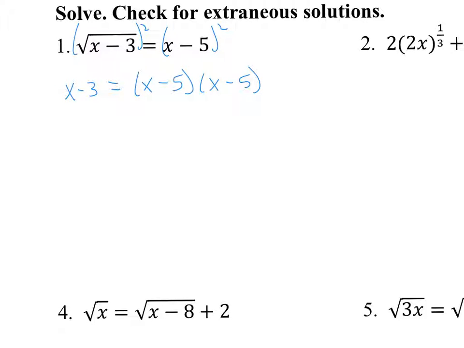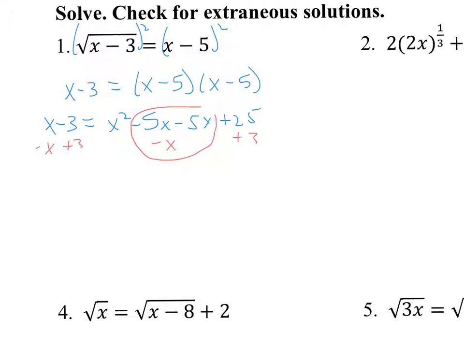Remember, when you square both sides, you actually have to FOIL the right-hand side. So on the left, that square root and the squared cancel each other out, so I have x minus 3 is equal to, I have my first, outside, inside, last. Now I'm going to move over my x and my 3 and combine all of my terms together. So all of these can be combined, and these two can be combined. So I have 0 is equal to x squared minus 11x plus 28.